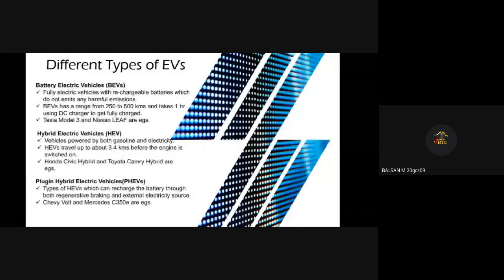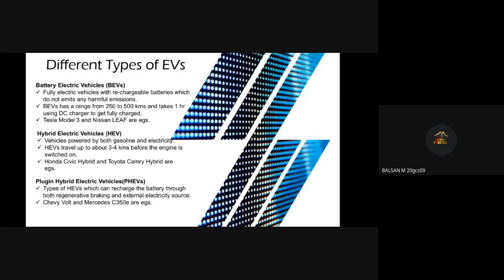My first topic is different types of electric vehicles. There are mainly three types of electric vehicles. The first one is battery electric vehicles, BEVs. They are fully electric vehicles with rechargeable batteries, and the speciality of these is that with a DC charger, they can be fully charged in only 1 hour. But in the case of an AC charger, it takes around 8 hours.